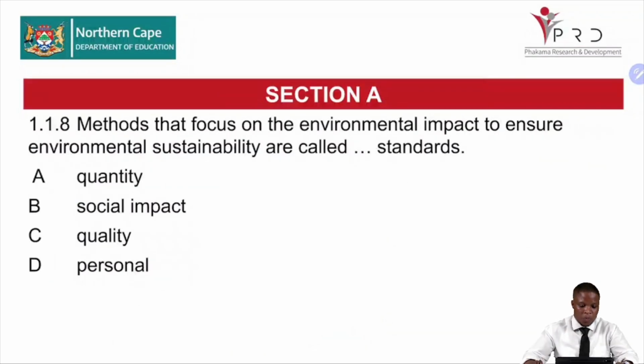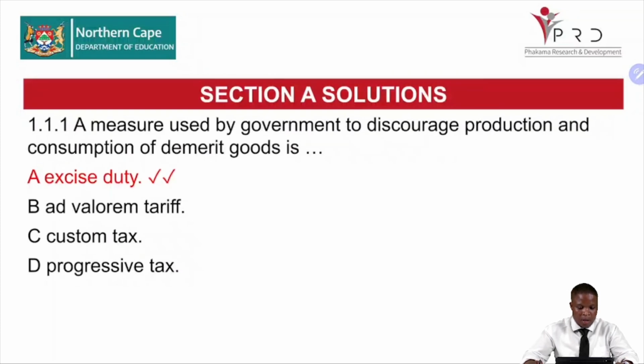Right, grade 12, we are done. Let's look at our possible answers. First one, 1.1, a measure used by government to discourage production and consumption of demerit goods, that is your excise duty or sin tax. So to reduce the consumption of demerit goods like cigarettes and alcohol, they will charge excise duties, right? So if you understand why we are charging this type of taxes, then you know that these ones are not correct for that.